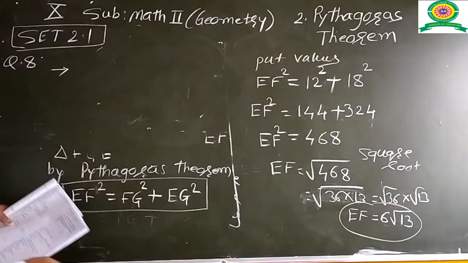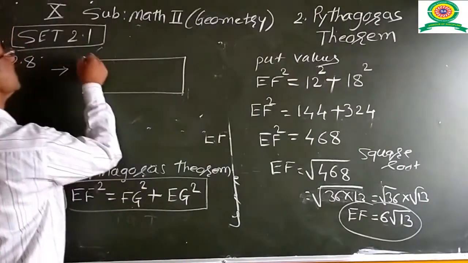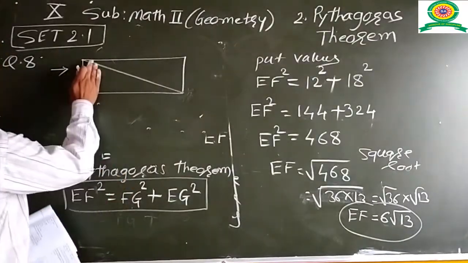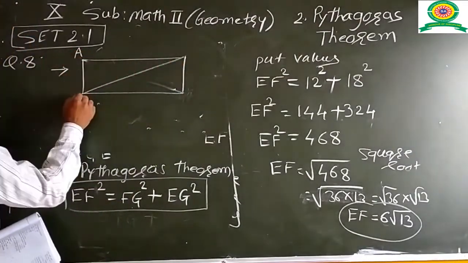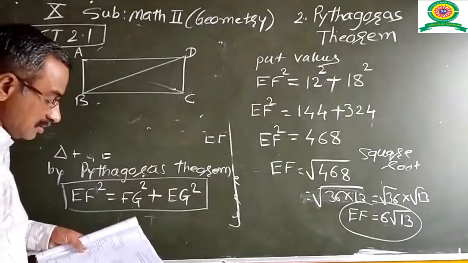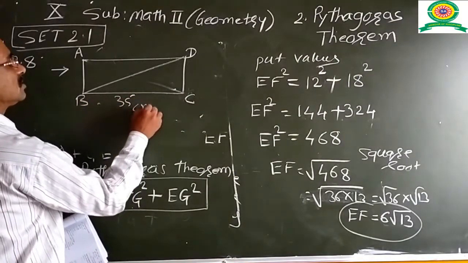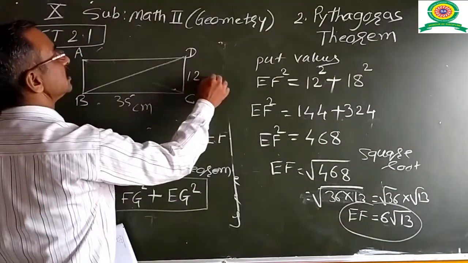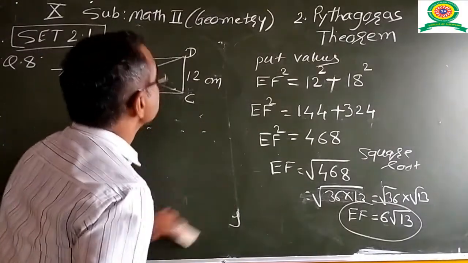Directly we are solving. We draw here the rectangle ABCD, the diagonal BD is given. By putting the values, what is the length? Length is given 35 centimeter. This is the length. The long side is called the length. And width is 12 centimeter. Bring it as the previous.